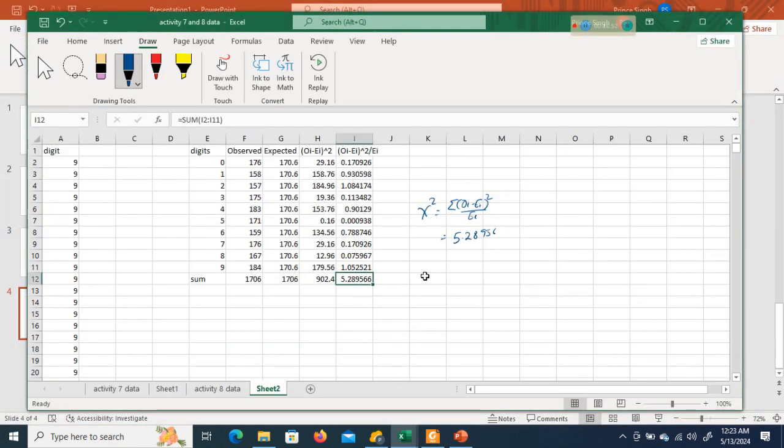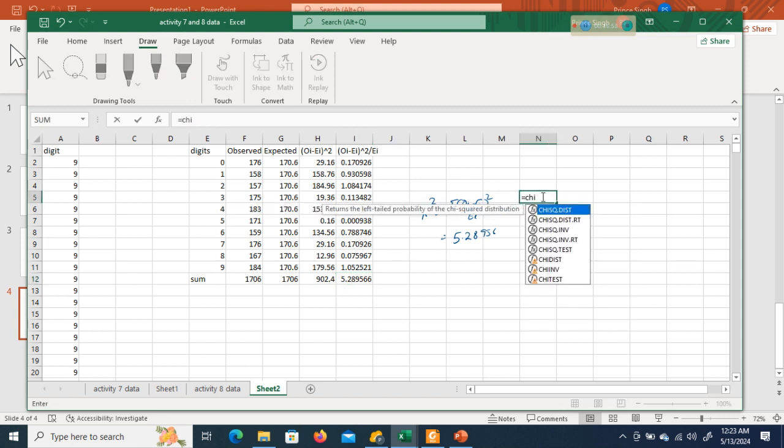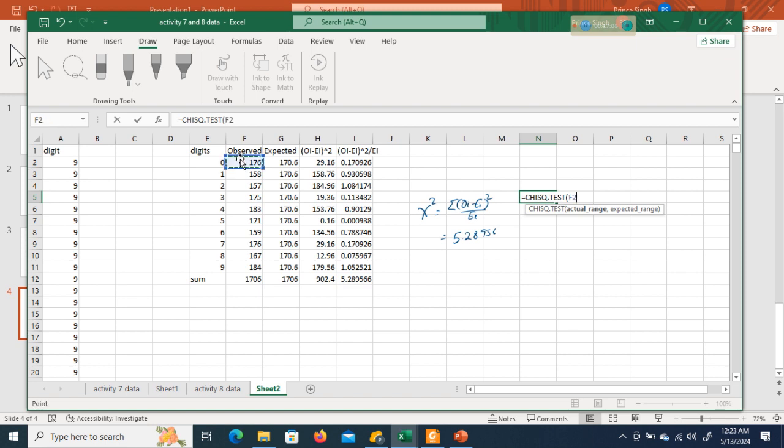Now I have done this manually, but otherwise if I want to do the chi-square testing of hypothesis, we can simply use the command of CHISQ.TEST. It expects two things. One is the observed frequency, I need data up to 11, and the other thing we need is the expected frequency. Control Shift Down, but up to 11.